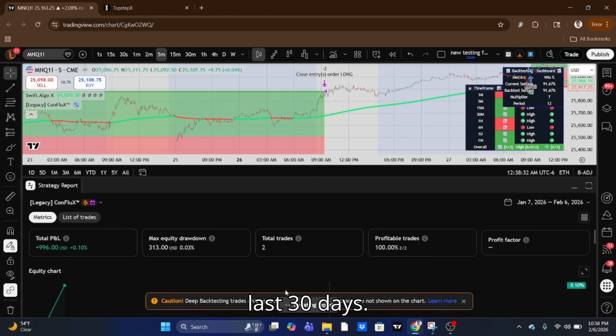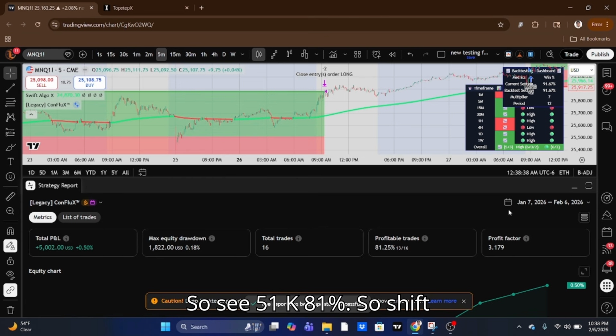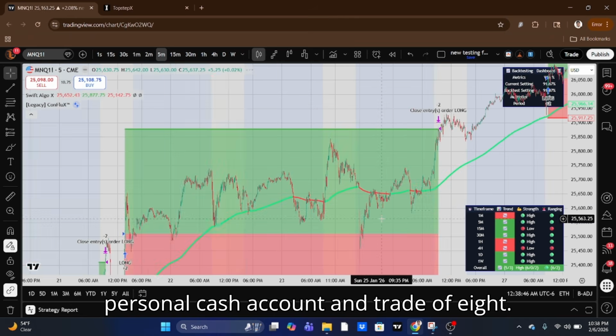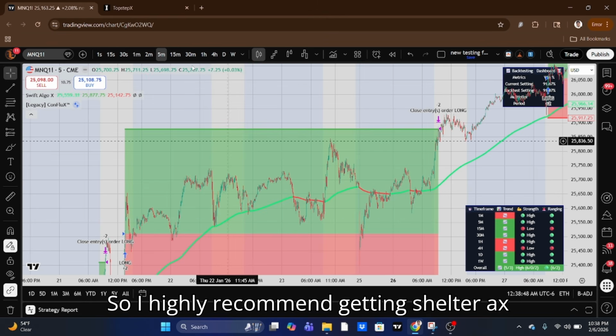Let's do last 30 days. So 5.1K, 81%. So Shift Algo X is one of my favorite indicators. I'm still using it on my personal cash account, Trader8. So I highly recommend getting started with Algo X.